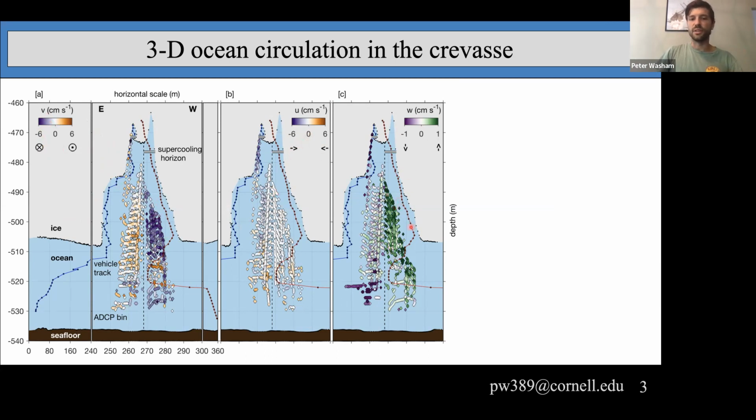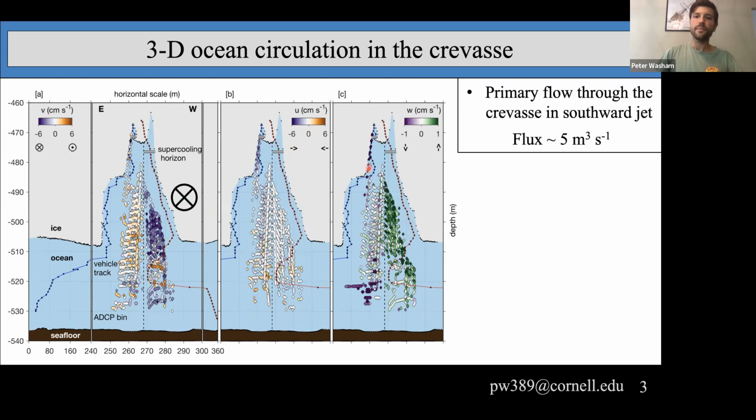So rising is this green data here, and then sinking is the purple. And so there's this really nice flow through the crevasse, which is this purple data here. At the time it is going southward. And if you integrate all that purple data over the area that you see, you get a flux of 5 cubic meters per second through the crevasse.